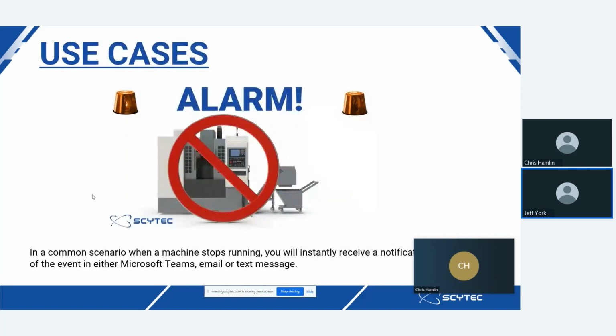Next I want to talk about some use cases. Once you talk about one use case, it's pretty easy to figure out how this could apply to a numerous set of use cases. Let's say in a common scenario, you will receive a notification in the notification set that we've already talked about that a machine has just stopped running. It has stopped running for who knows what reason. That could be, it ran out of material. It could be a feed rate override, what have you.